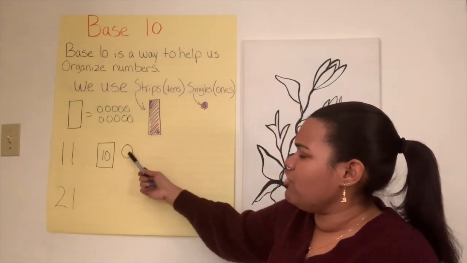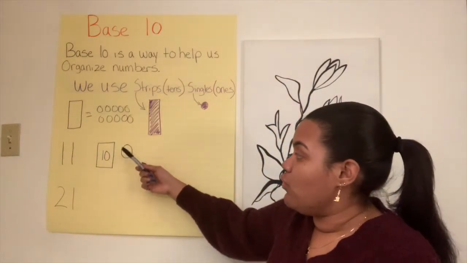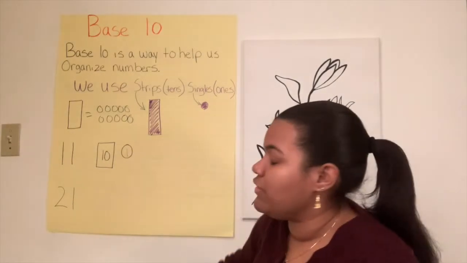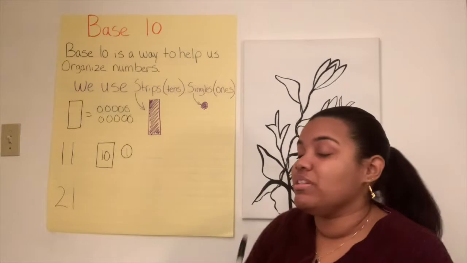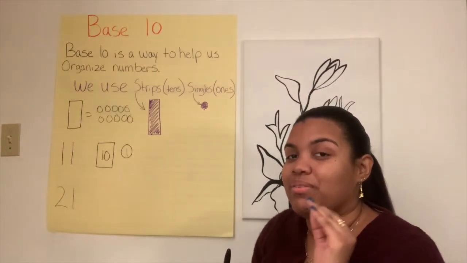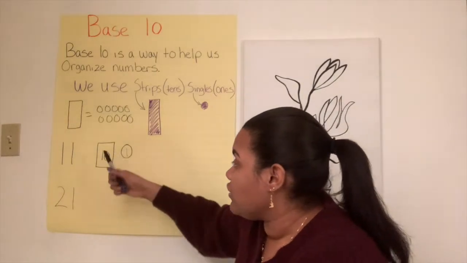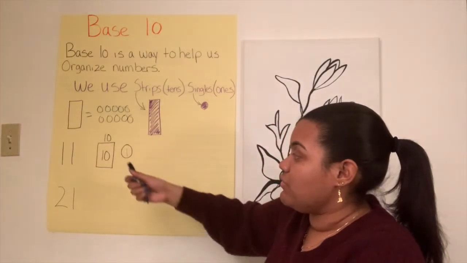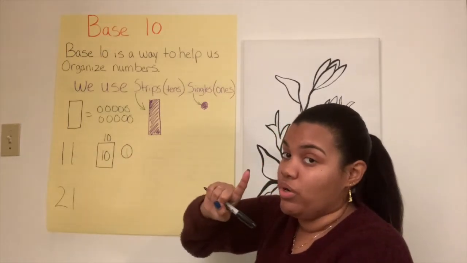Now, there's just 1 single over here. So we're just going to put 1 in the middle. And now we're going to take it to the next level. We're going to be even more clear. Take a look over here. On the top, we're going to write 10 because we know there's 10 ones in this one group of 10.